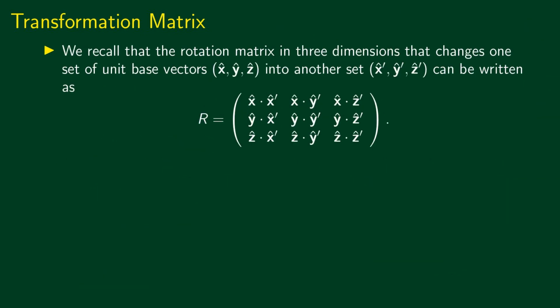Some of you might have immediately realized that this looks like the rotation matrix in 3 dimensions that changes one set of unit base vectors into another set. Okay, I think we discussed these things when we talked about rigid body dynamics, when we were talking about rotations over there, and we said that we can write the new base vectors in terms of the old base vectors, and we'll use the direction cosines to write them.